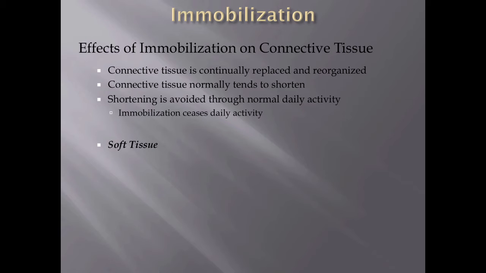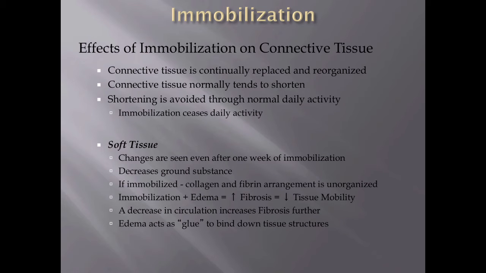The other thing that will affect it is if we immobilize a joint. Immobilization will cause a decrease in the daily activity through that joint in a normal way. For soft tissue, the changes are seen even after 1 week of immobilization. You have a decrease in ground substance, and the collagen and fiber arrangement becomes unorganized. And then if you add in edema to the immobilization, you get increased fibrosis, and you also get a lesser degree of tissue mobility.